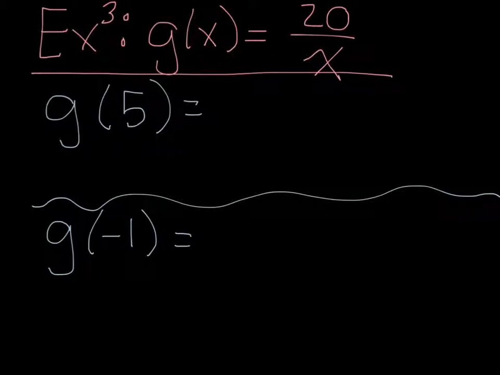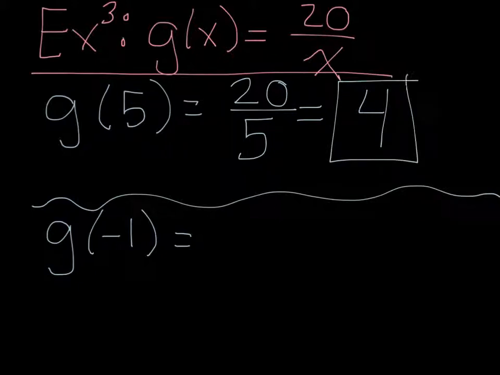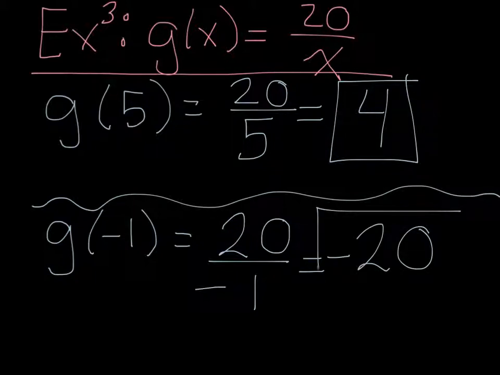Alright, so if you work this problem, let's go ahead and go through this. For g of 5, you should have gotten 20 over 5, which equals 4. That means 20 divided by 5, which is 4. And for g of negative 1, I am going to plug in 20 over negative 1, which is equal to negative 20.